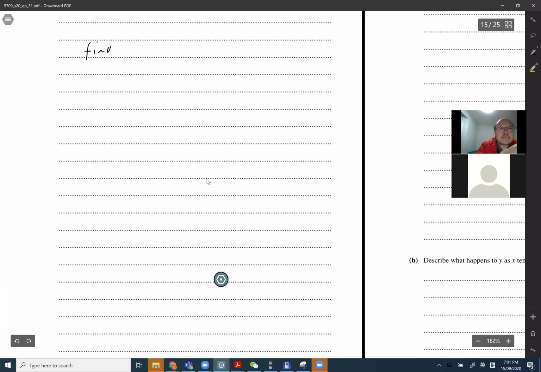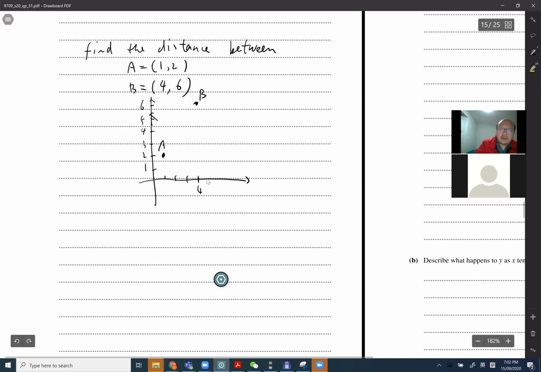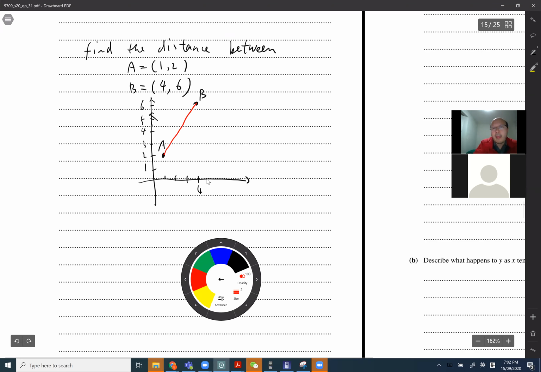How can you find the distance between 2 points? For example, between A (1, 2) and B (4, 6). How do you find the distance here? Okay, let's sketch it. A is (1, 2). B is (4, 6). How do we find the length here?